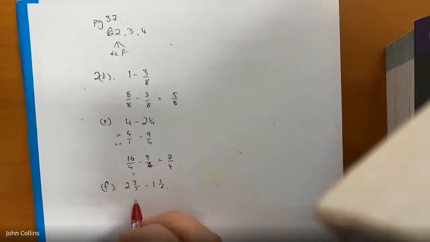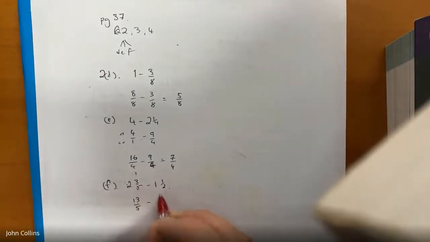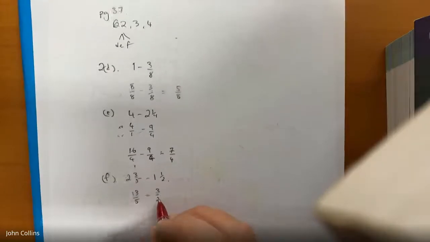So let's turn these both into mixed numbers. 2 times 5, so that's 13 over 5 minus 3 over 2. Common denominator.